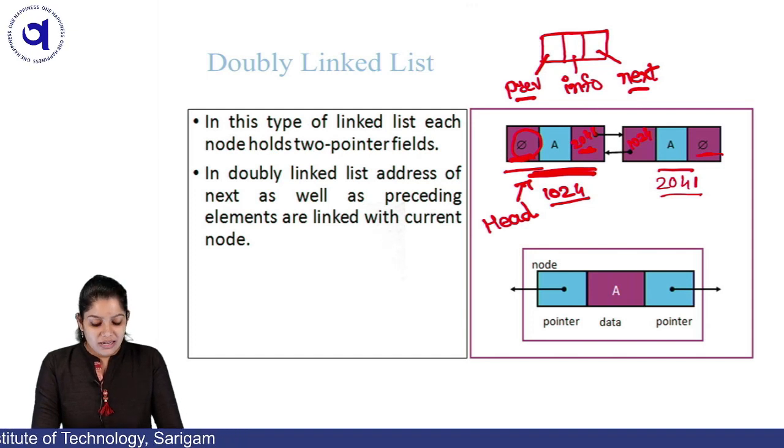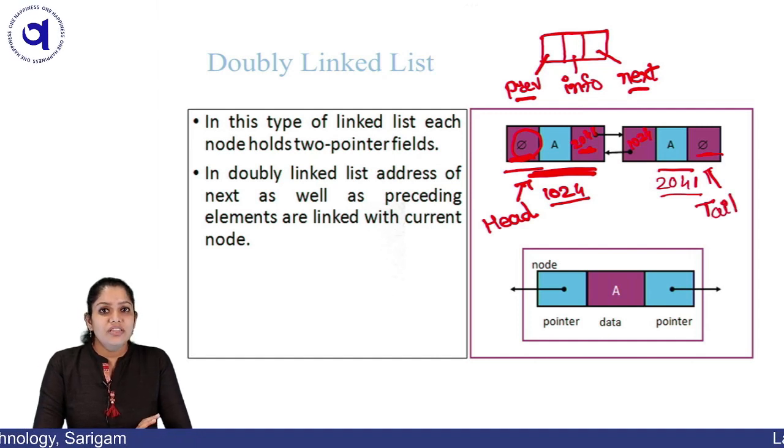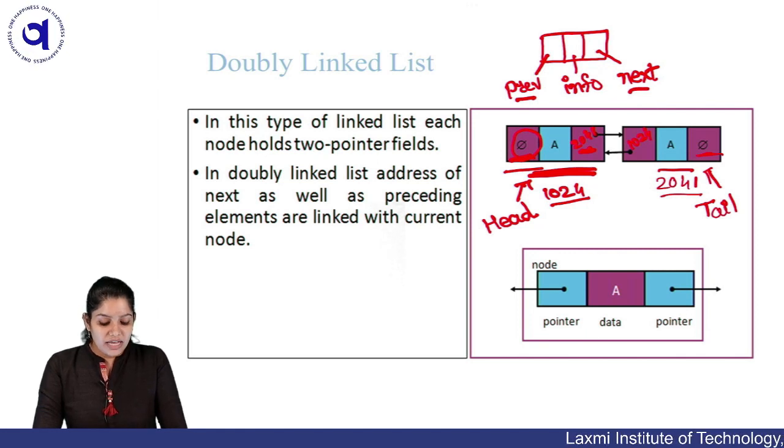In a similar way to pointing to the last node, we'll have another pointer variable called tail. So in a doubly linked list, we'll have two pointer variables: first, the head, and another, the tail. Head will point to the very first node of your linked list, and tail will point to the last node of your linked list. The next part of your last node should always be null, and the previous part of your first node should also always be null. So this is about the doubly linked list.